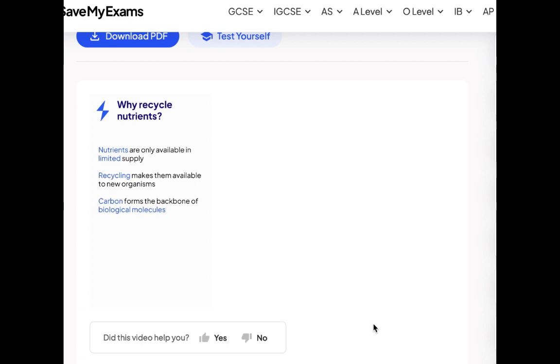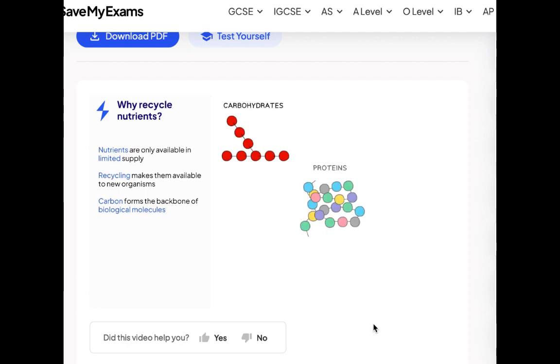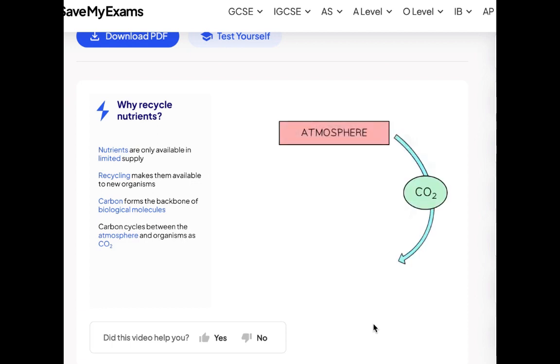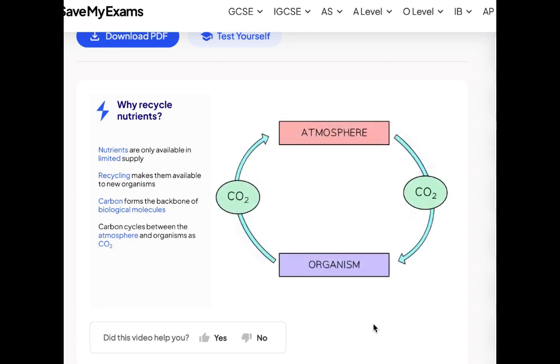Carbon is a very important element for living organisms because it forms the backbone of vital molecules such as carbohydrates, proteins, and lipids. Carbon cycles between the atmosphere and living organisms in the form of carbon dioxide. Can you remember some of the processes that take place in living organisms that involve carbon dioxide? We will take a closer look at this next.